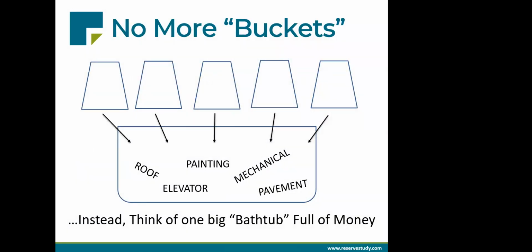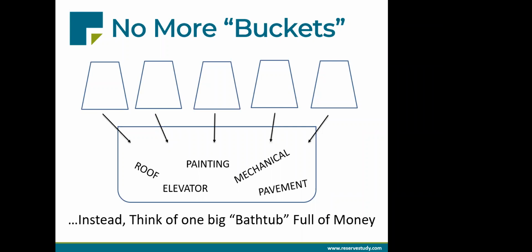Okay, so going back to the technical side of this, the best way that I've found to explain this method is to go back to that same bucket analogy that we used when we were talking about straight line. Only now, what we're going to do is take all of those separate buckets of money that we talked about in the last few slides and imagine dumping those into one big bathtub. Okay, once you've done that, you've essentially removed the labels from any specific categories or types of reserve funds.